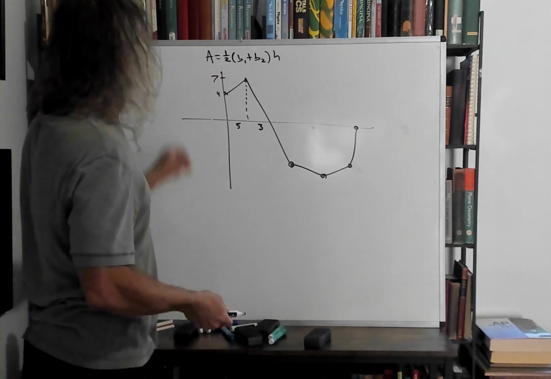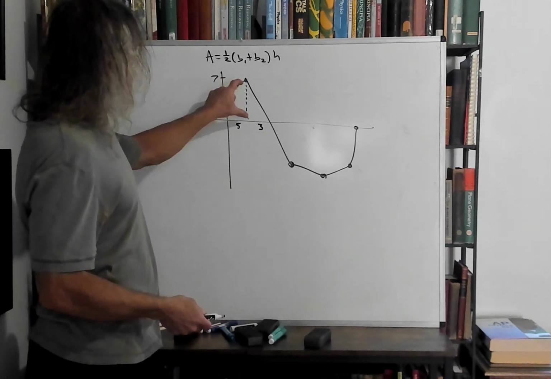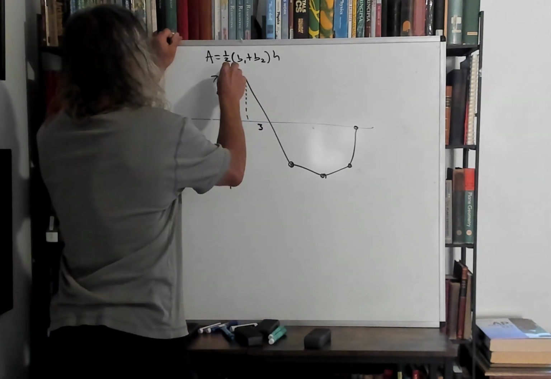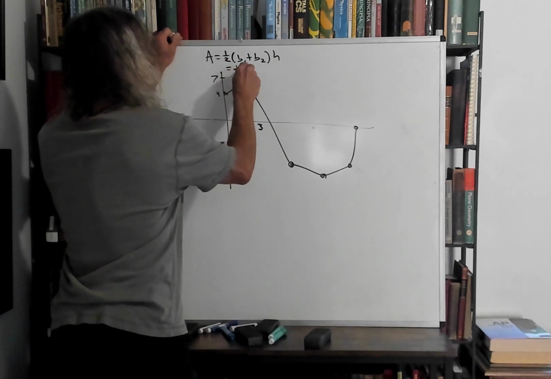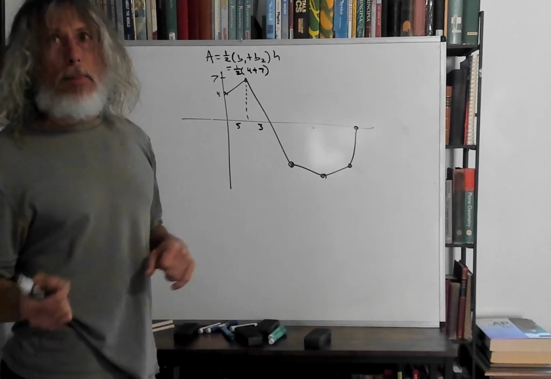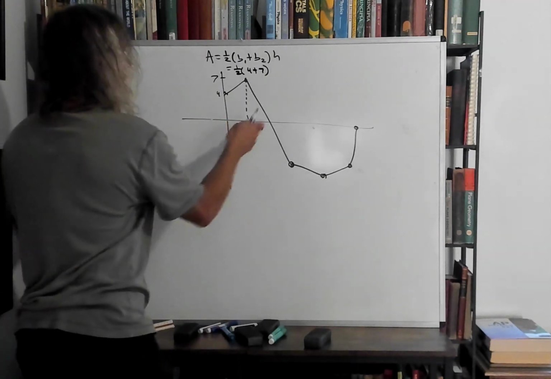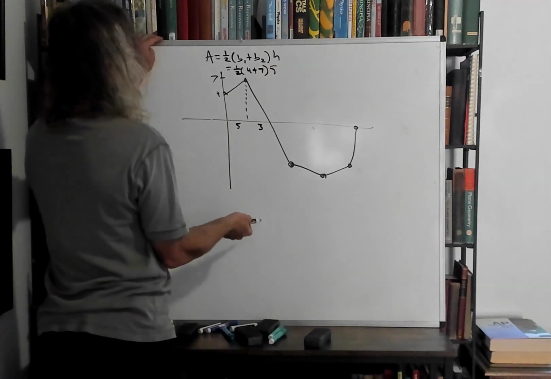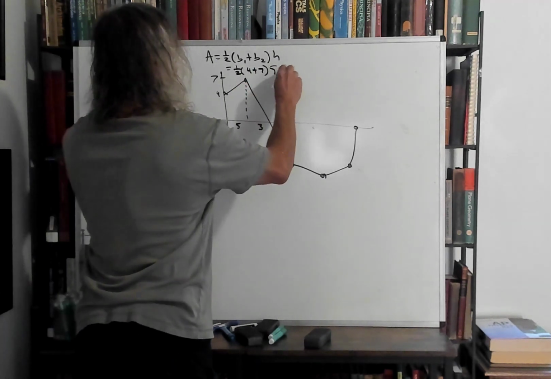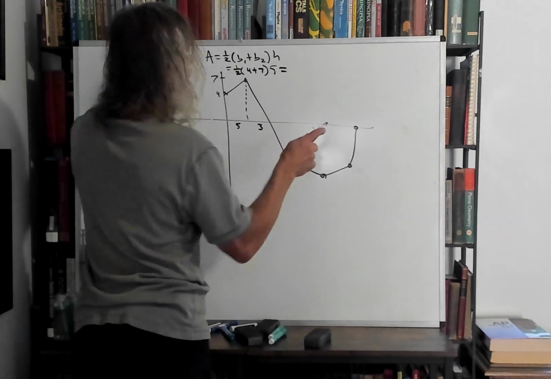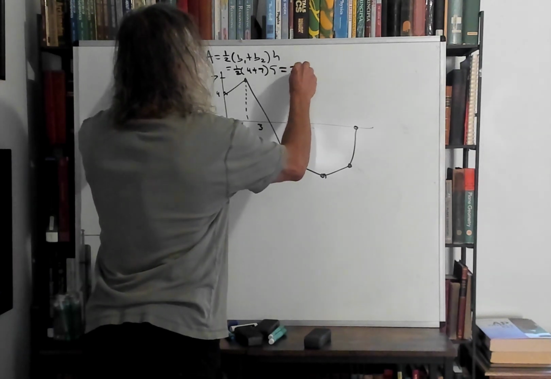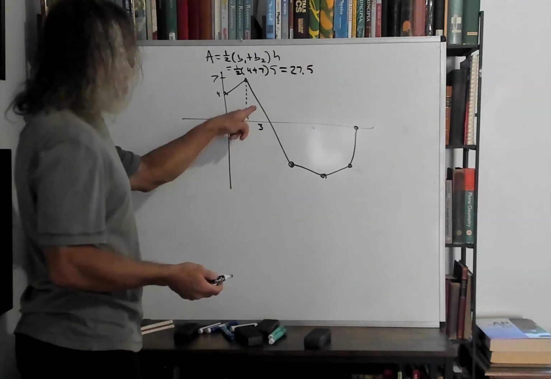So 4, 7. Base 1 is 4, base 2 is 7, because the bases are the parallel sides. So we get 1/2 times 4 plus 7, and the height is the distance between the parallel sides, and that's 5. So 11 times 5 is 55, half of that is 27.5.